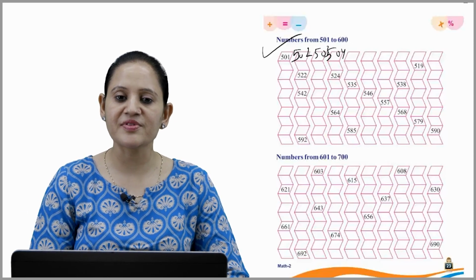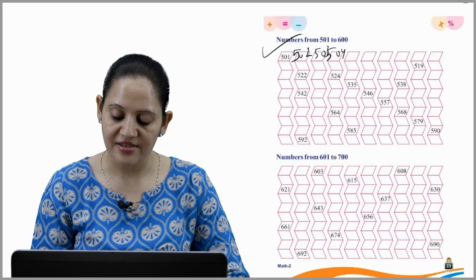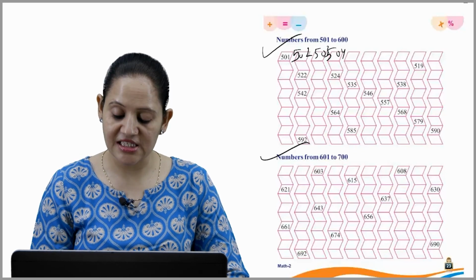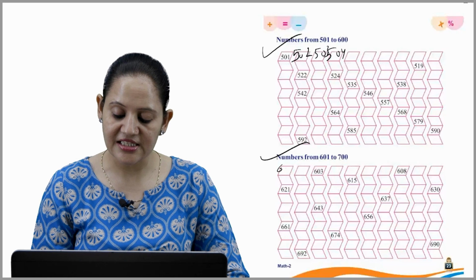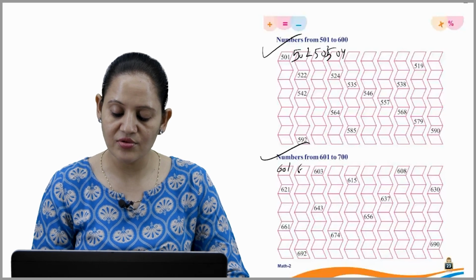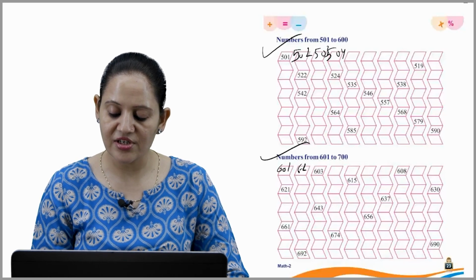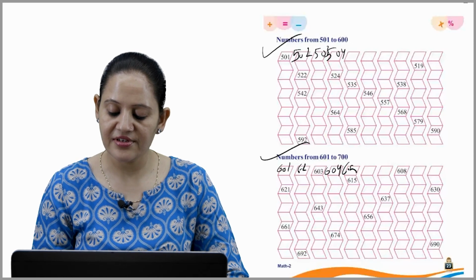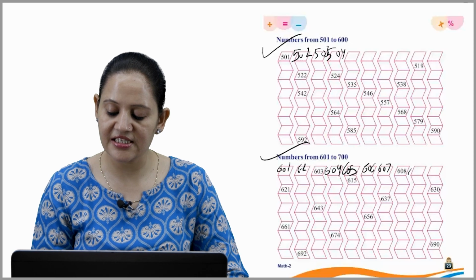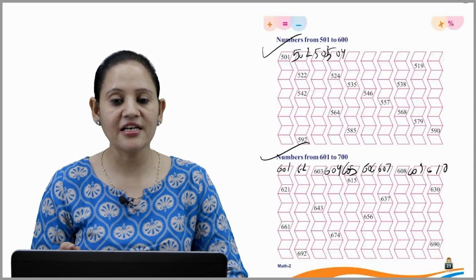Next is numbers from 601 to 700. So start from 601, 602, 603 is already there, 604, 605, 606, 607, 608, 609 and 610. Clear?